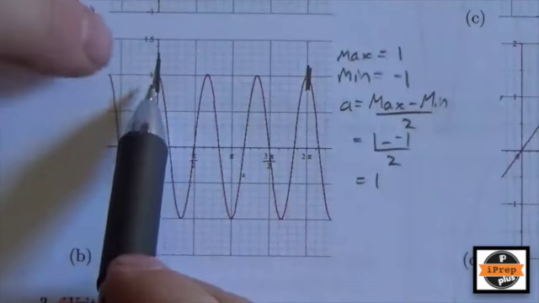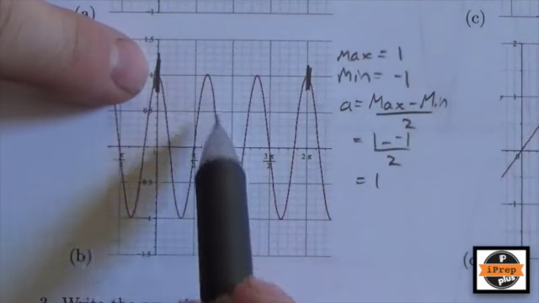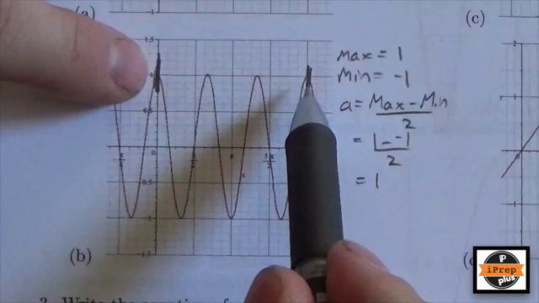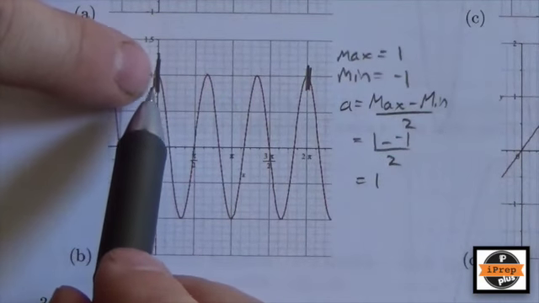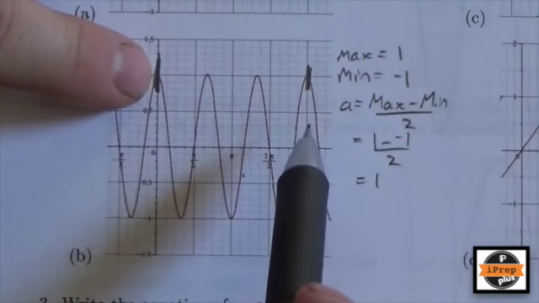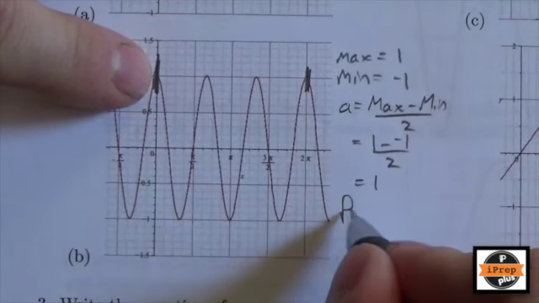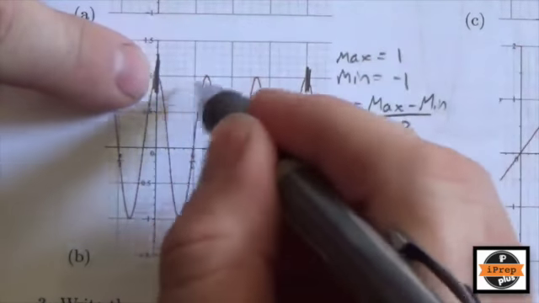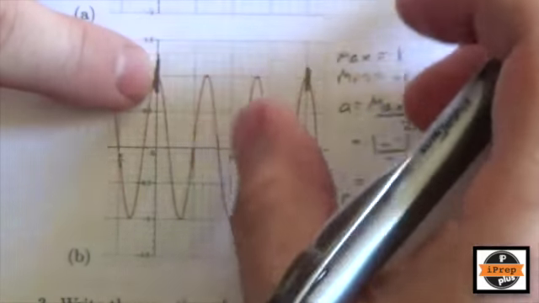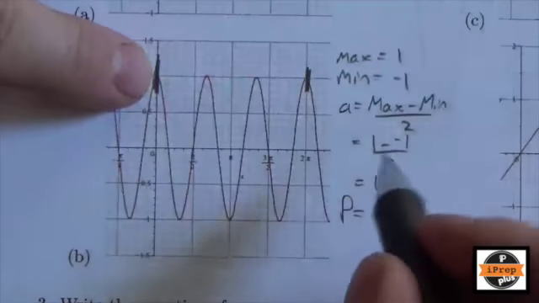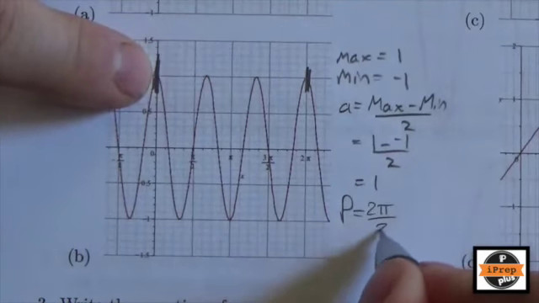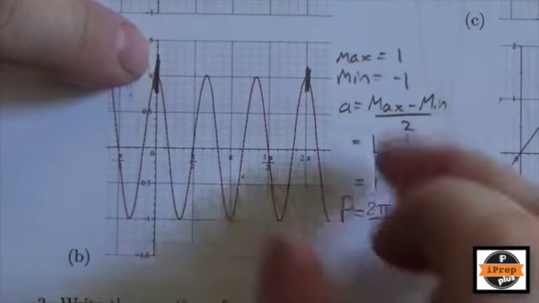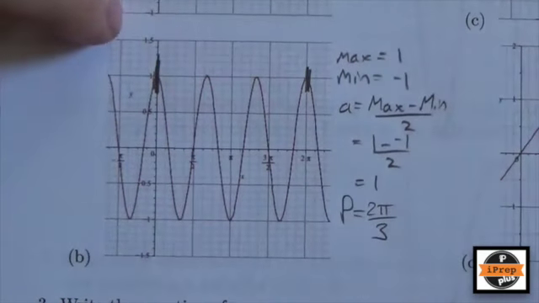Now, look at how many periods I've got. 1, 2, 3. There are 3 periods from 0 out to 2 pi, meaning that this period right here has got to be 1/3 of that distance. In other words, 2 pi divided by 3. That's probably the easiest way to approach it in a problem like this.